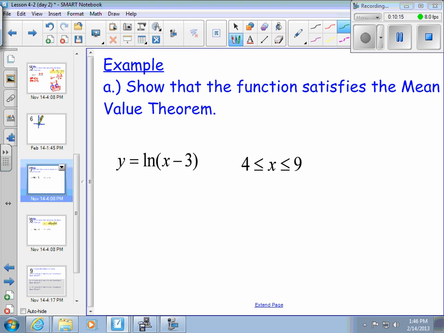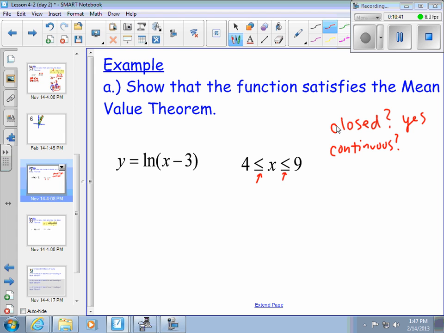Let's try it on another one here. On this one, show that the function satisfies the mean value theorem. Okay, again, we've got to check, does the mean value theorem apply? Is it a closed interval? Yep, we can see we have the less-than-or-equal-to signs there. Yes. Is it continuous over the interval?